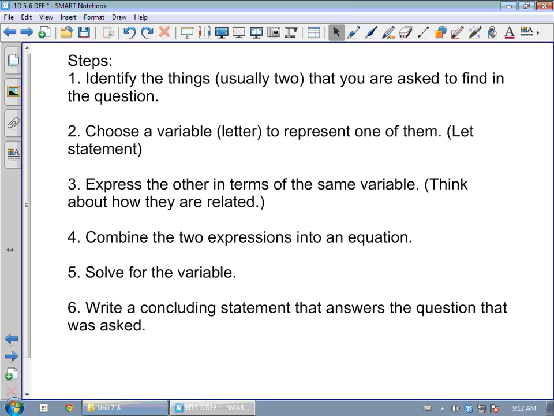Now, these first four things are exactly what we were doing in that last lesson when we were doing that modeling. In each one of those, we did the first three of them, and then sometimes we could combine them together into an equation. All we're adding in this lesson is that we are solving our equation, and then we are writing a little sentence at the end where we repeat what they were asking us to find and put it in nice terms. Okay? So let's try an example here.